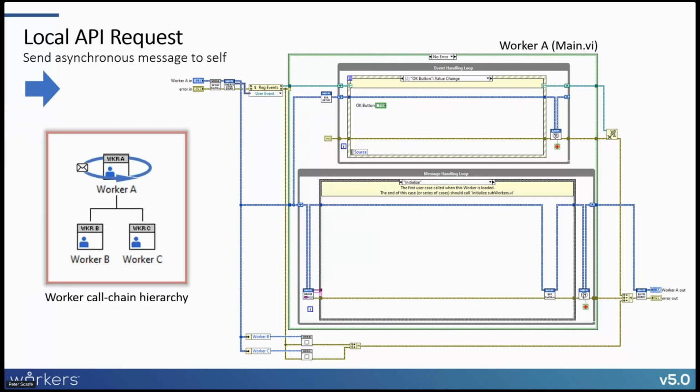So as mentioned, a local API request is an asynchronous message that a worker can send to itself. This means that you can use local requests to send messages from a worker's event handling loop to its message handling loop, or between message handling loop cases of the same worker.